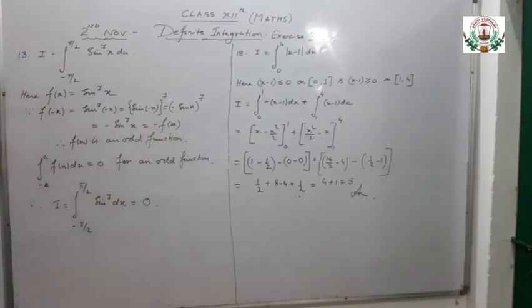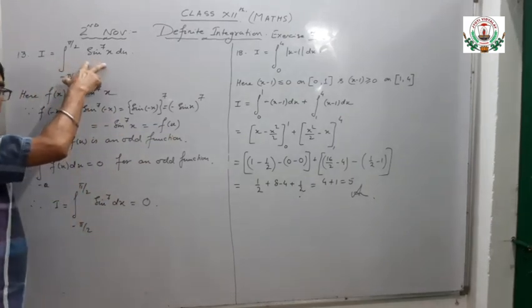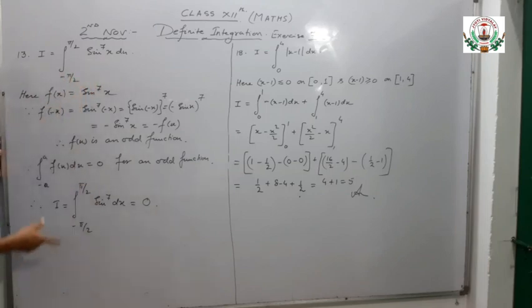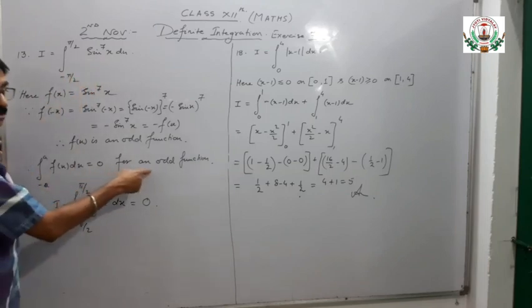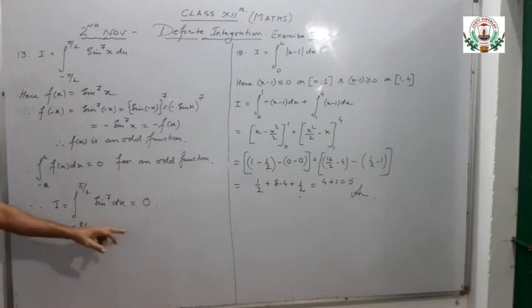So f of minus x is equal to minus f of x. So the given function is an odd function. So according to the property of the definite integration, its value will be 0. So our integration value is 0.